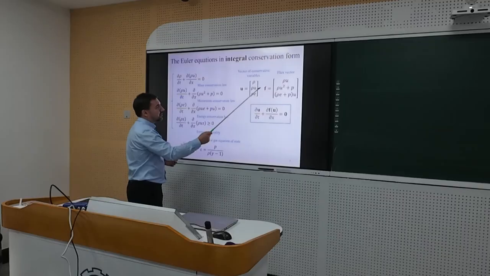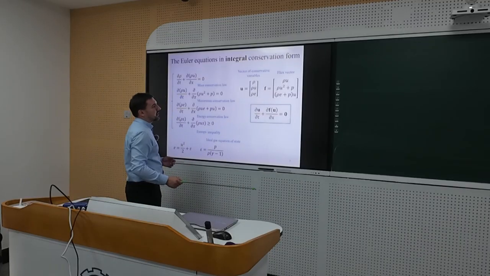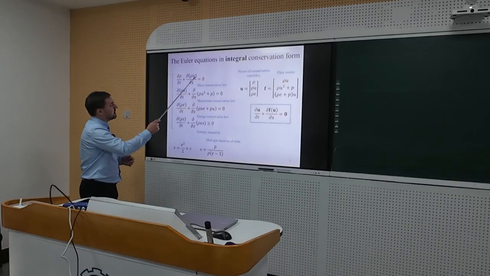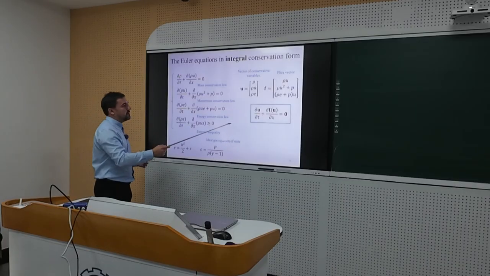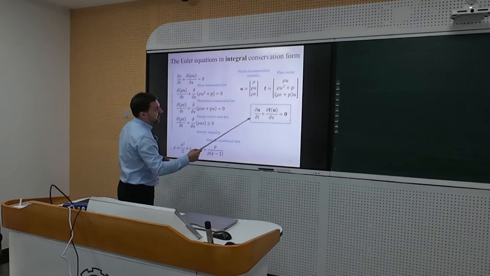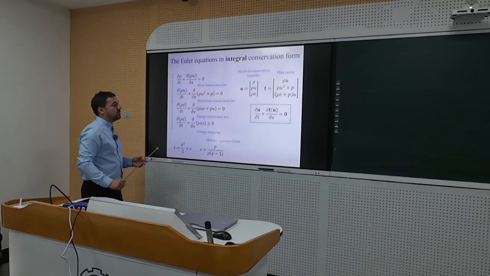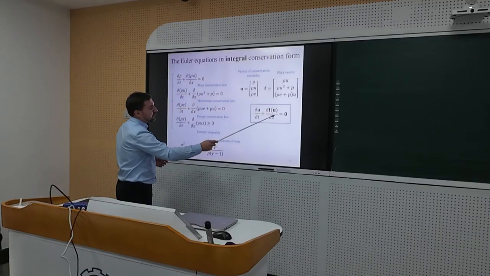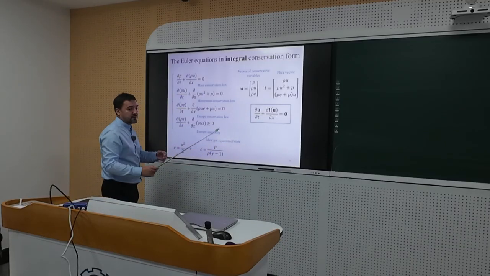And then we also introduce f. f is a flux vector. In this case, this component-wise notation for the Euler equations can be written in this very compact vector form: du over dt plus df from u over dx equals 0, where u and f are vectors.